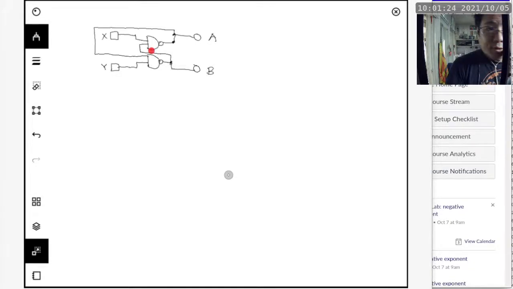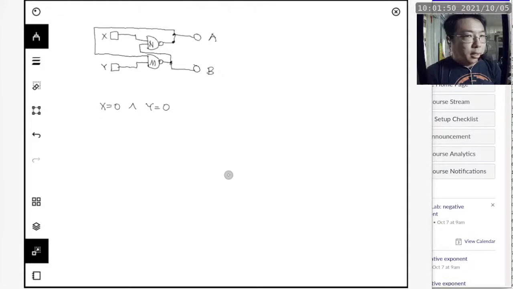And then I have to name these two NAND gates. We'll name them N and M. So here's N, and here is M. The first thing we want to talk about is the easiest case to analyze. What if x equals 0 and y equals 0? We are going to analyze how the change is going to propagate by looking at the connectivity of the circuitry itself.